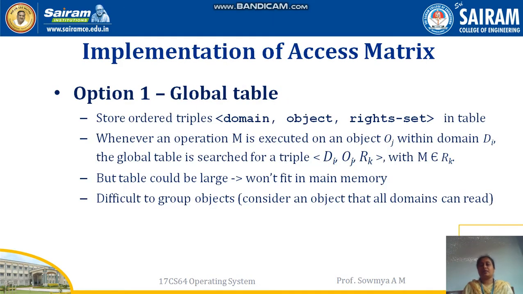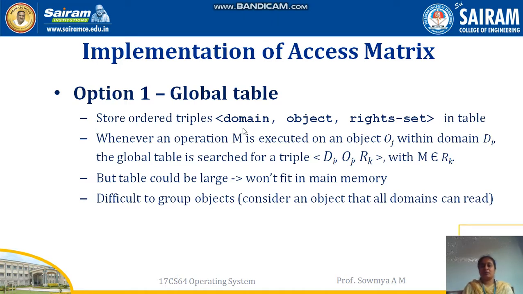So here we'll see how access matrices are implemented. In the last video we saw what an access matrix is and how it is written, meaning the concepts of writing an access matrix. Now we'll see how it is implemented. The first option in implementing an access matrix is the global method.